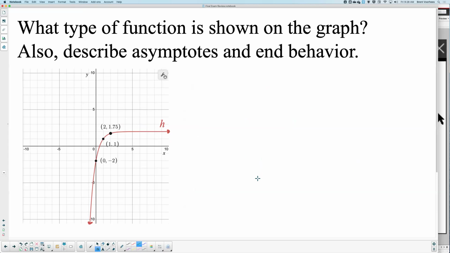Now, I think I have either 1 or 2 more of these. I think it's 2 more. Let's see what you can tell me first. Start off with asymptotes. What can you tell me on this one? It's a horizontal asymptote. Is this a dashed line? No. It's a horizontal asymptote at what value? Very good. It's y equals 2 because it's crossing the y-axis at 2.